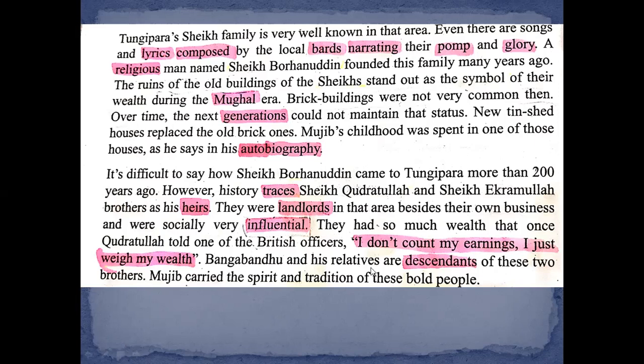They had so much wealth that once Kudratullah told one of the British officers, "I don't count my earnings, I just weigh my wealth." Bangabandhu and his relatives are descendants of these two brothers. Here, descendants means proceeding from an ancestor. Then Mujib carried the spirit and tradition of these bold people. Bold means fearless people, fearless before danger. Okay, let's move to our next slide.